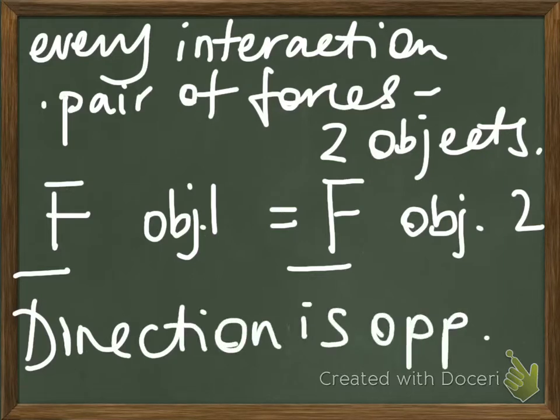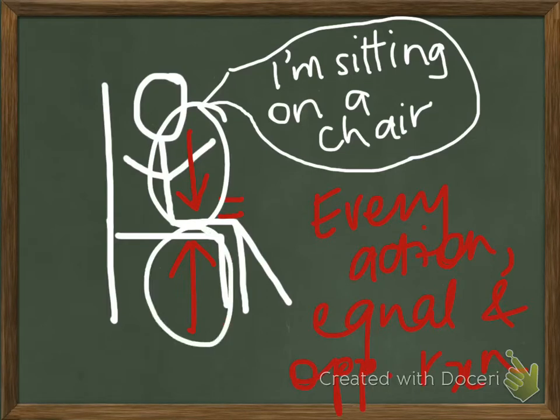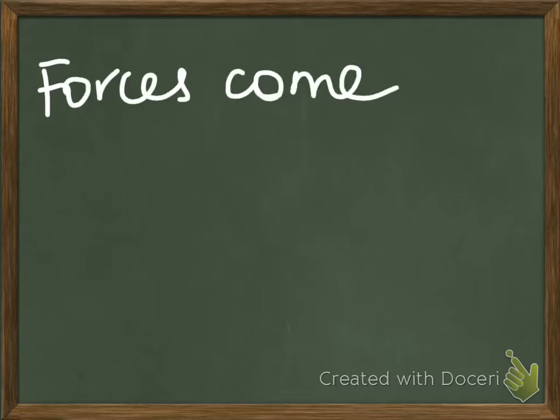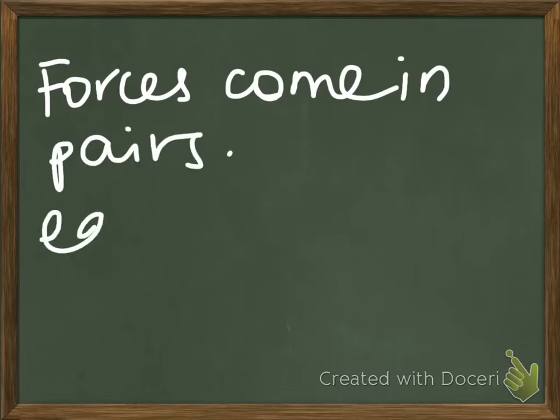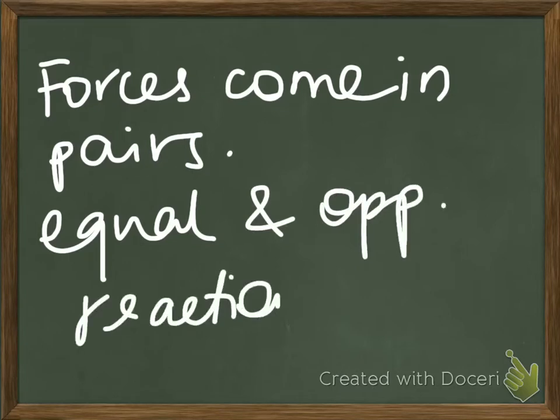So in the chair example, the person is exerting a downwards force and the chair is exerting an upwards force, equal to each other but in opposite directions. So basically this tells us that forces come in pairs. We call them equal and opposite, reaction, action pairs.